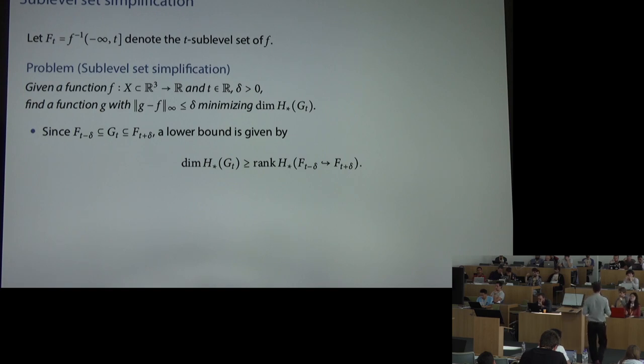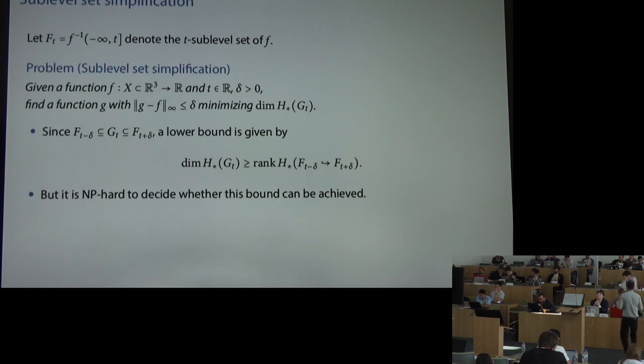So we have a lower bound. We know, in other words, that fixing delta, everything that persists from f at t minus delta to t plus delta has to be present in any g. These are the features I can't possibly get rid of. And now the problem from before told us it's NP-hard to decide whether we can achieve this bound. Which means this problem of simplifying a 3D picture is also an NP-hard problem.